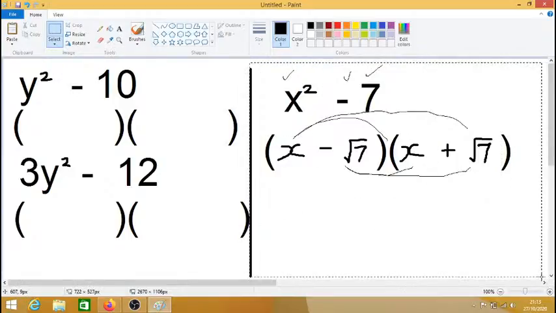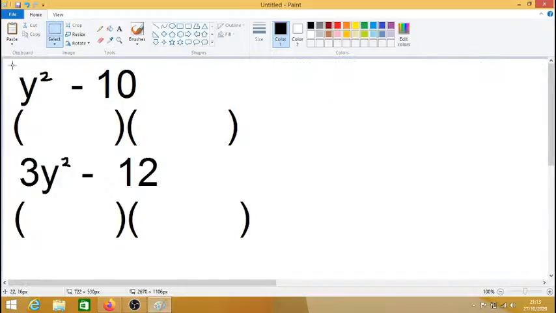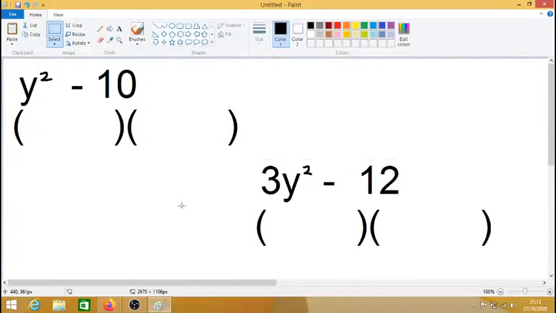Just a few more seconds to have a go at those two. Okay, hopefully you've had an attempt and you've seen that y squared, the sides of that square would be y times y, and we can just put y at the beginning of each bracket. And then you're looking at the 10, and hopefully you've noticed it's not a square number, so this time you just have to use root 10 as the sides of the square.